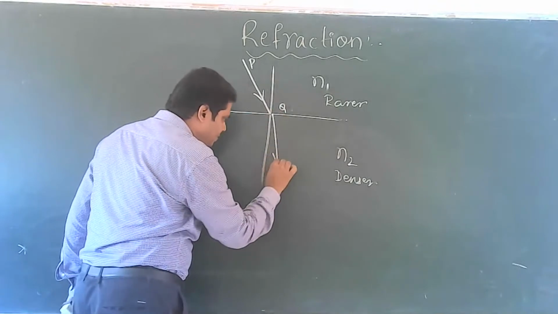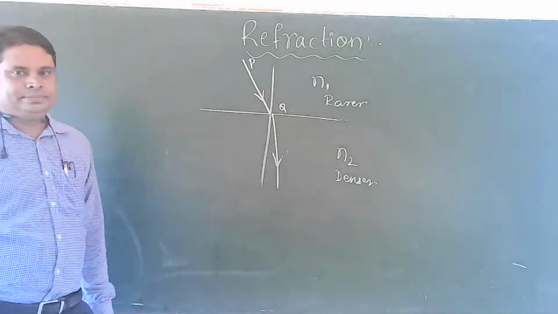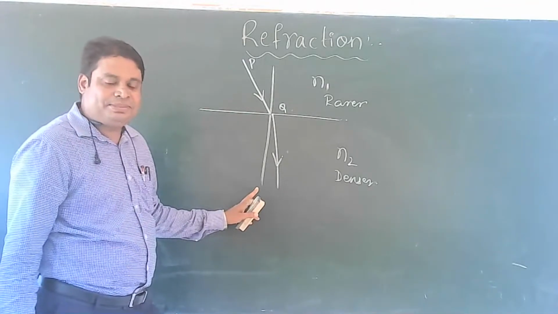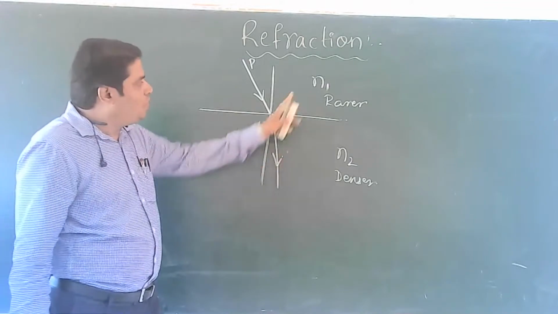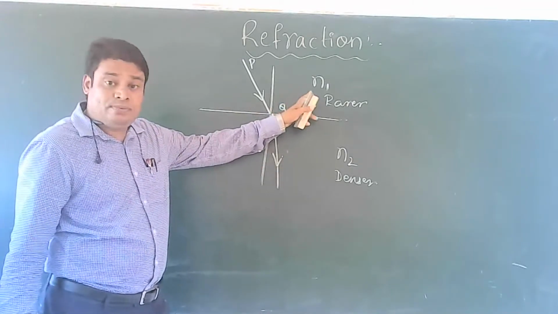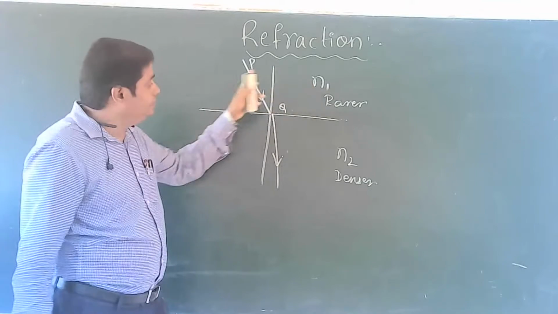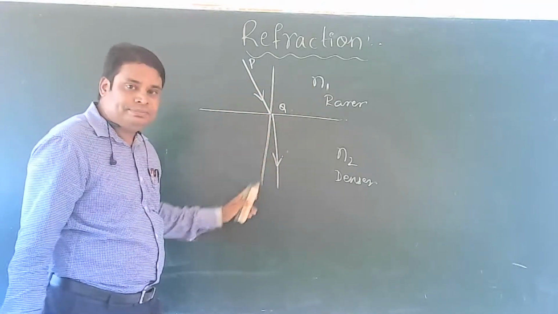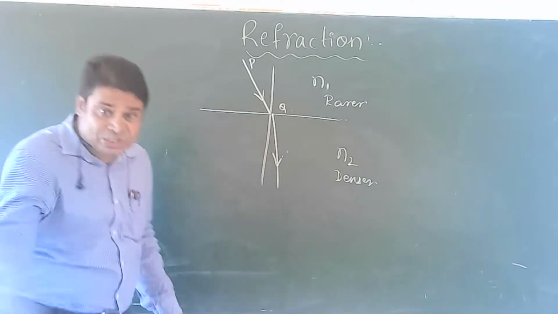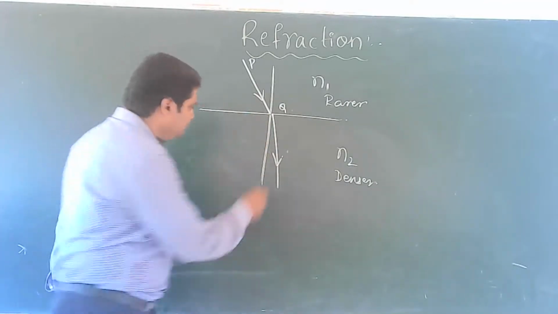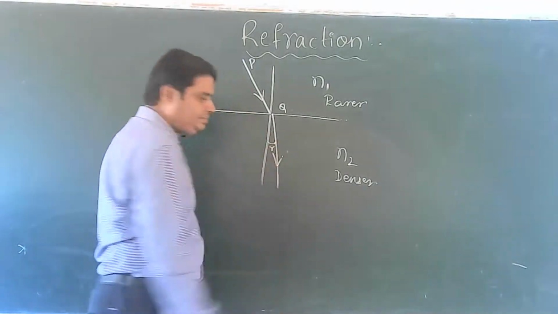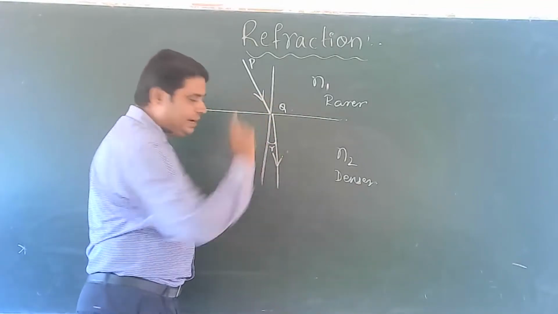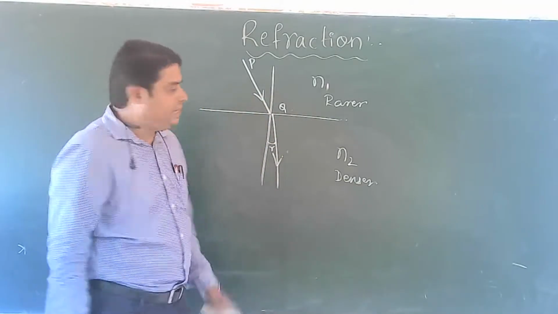Then we observe the ray of light bends towards the normal. This is my point. When a ray of light travels from rarer medium to denser medium, it will bend towards the normal. This is R. Or you observe a change in the path of light. There is a change in path of light.